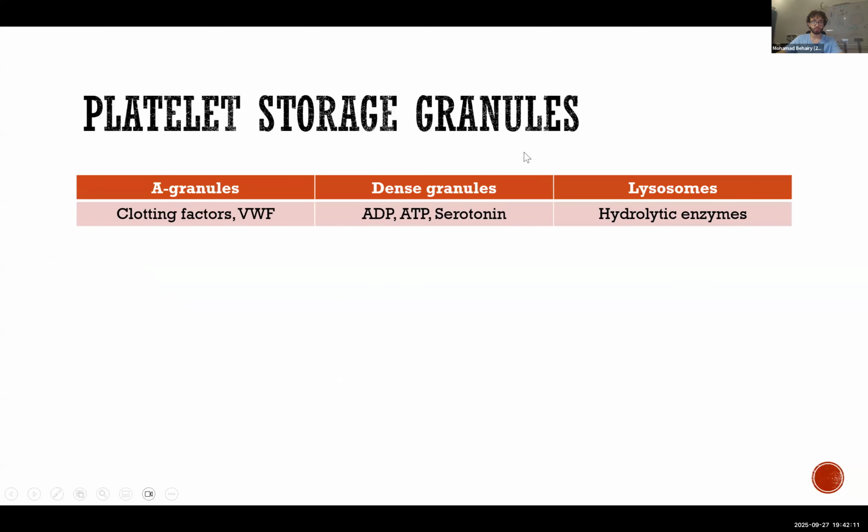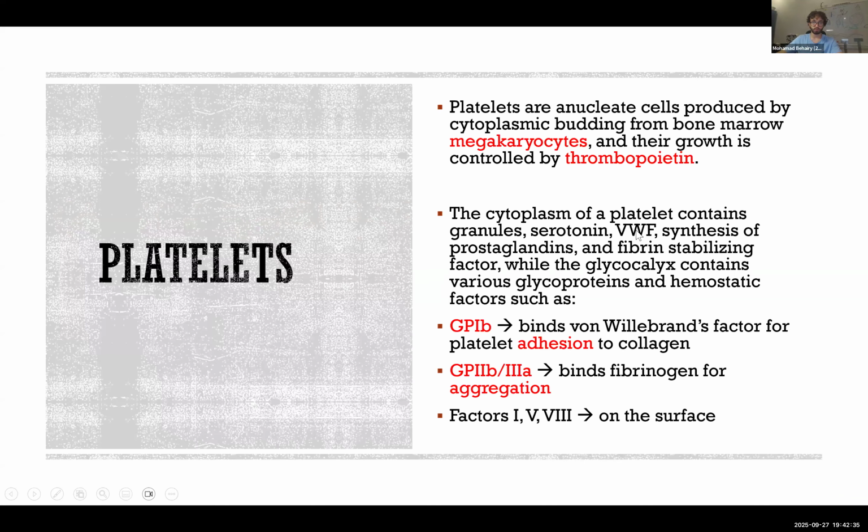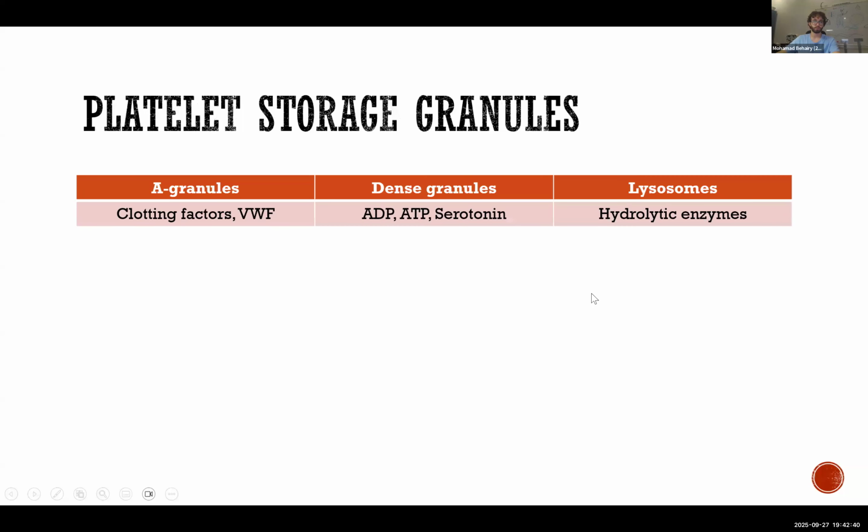Platelet storage granules. I just want you to know that in the platelets we have a lot of things that can be found in the granules of the platelets. For example ADP, ATP. Of course the platelet needs energy. There are also lysosomes. What are lysosomes? They basically break down waste or unneeded substances. We also have clotting factors. Earlier we said that in the cytoplasm of the platelets we have granules, serotonin, or factors. This is just like a table summarizing them. You don't need to memorize every single thing. Just know that there are granules or clotting factors or stuff like that.